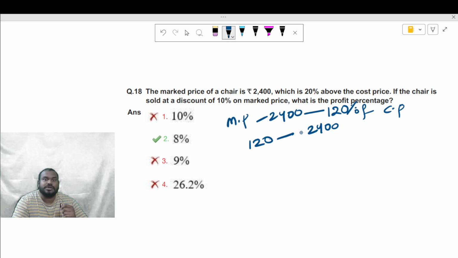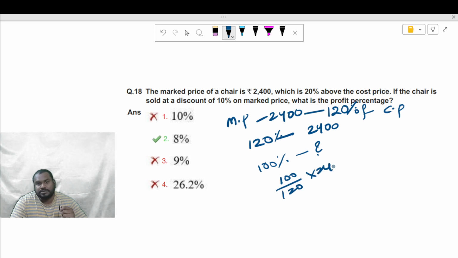120% is 2,400. Then 100% is how much? Why am I calculating 100%? Because I don't know the cost price. To find the cost price, I am finding 100%. 100 by 120 into 2,400, so it means 2,000 is the cost price. Sorry, market price is 2,400, which is 20% above the cost price. Cost price is nothing but 100%, so that 100% is 2,000. That's what we calculate.